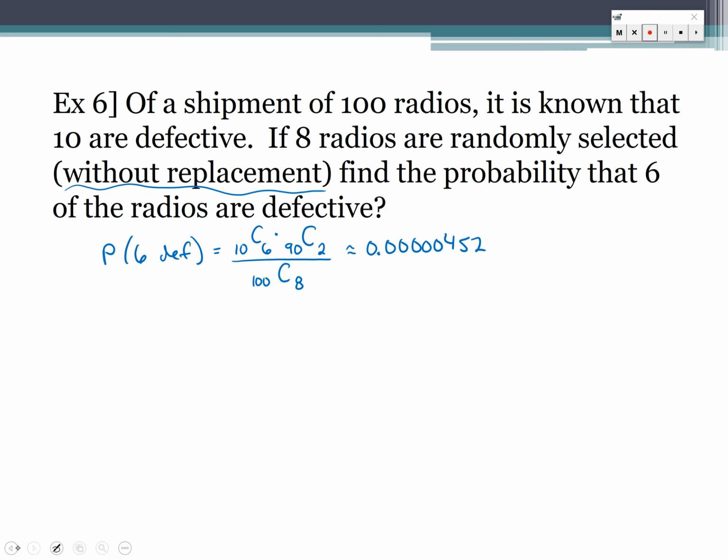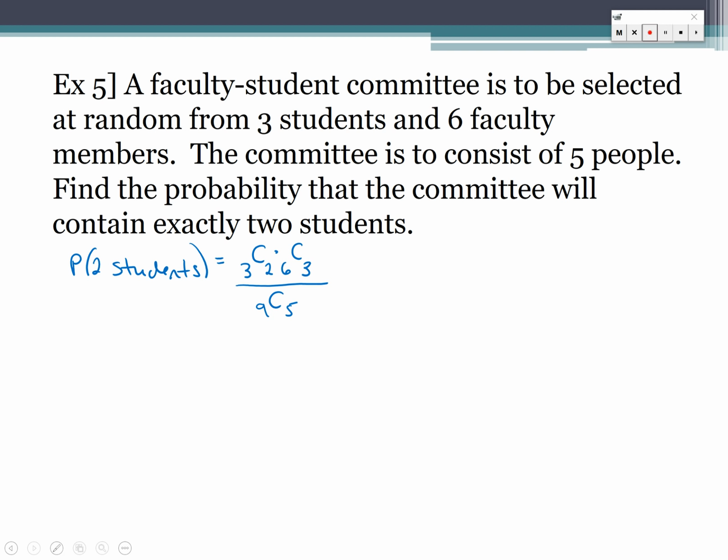And I apologize guys, I just realized I didn't give you the answer to the last example. It should come out to be 10/21. Sorry, example 5, if you flip back to that, should be 10/21.